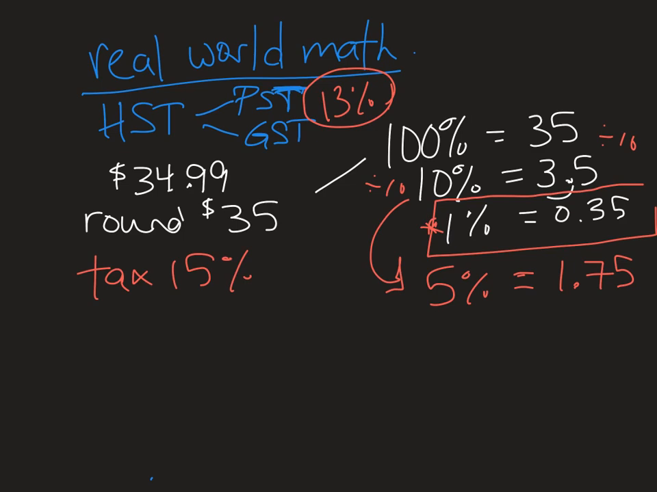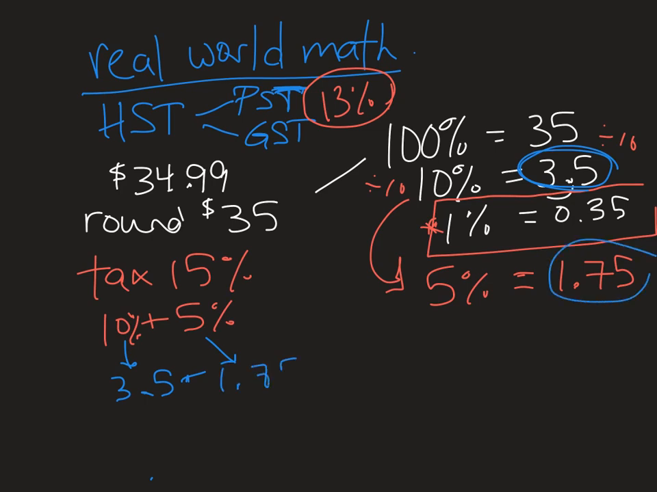So I'm going to take 10% of 35, and I'm going to say, so this is 10 plus 5, right? My 10% is going to be 3.5, because we got that from over here. And I'm going to add that to my 5%, which is 1.75. Okay. And again, even if you want to, you can round this to $2. And you can call that $3.50.